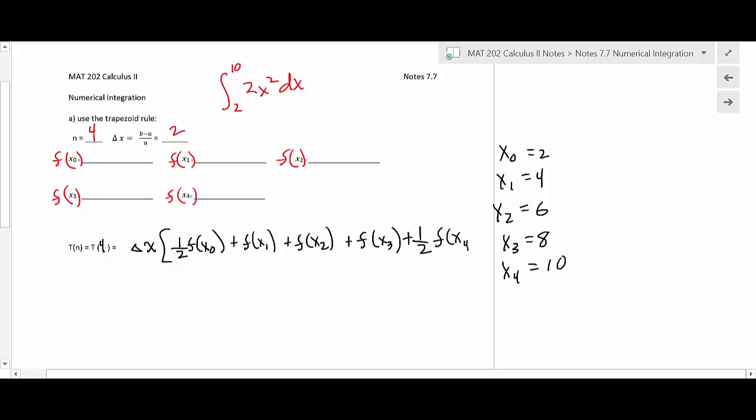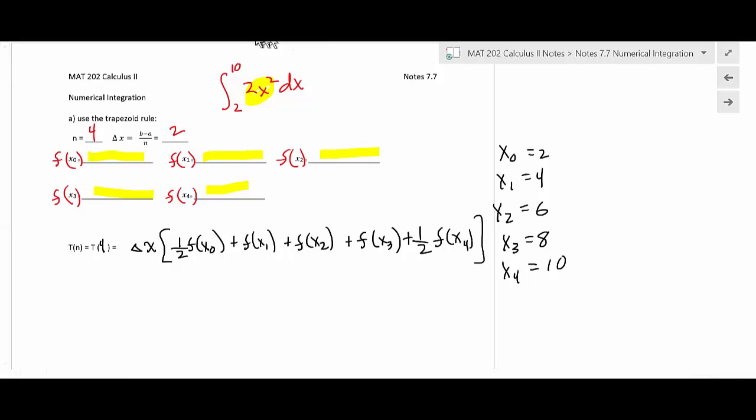So I'm going to let you guys take it from there. What you want to do is go ahead and do these. You can do this with your calculator if you want to. You're just going to plug into 2x squared. These are your x values right here. Just crunch those out, and then use your trapezoid formula and see if you get that okay.